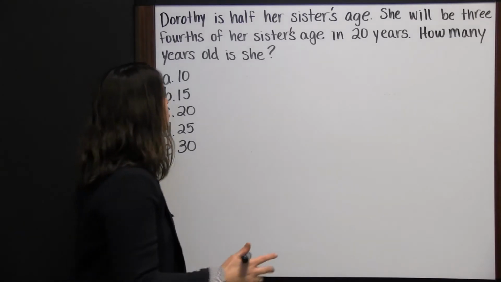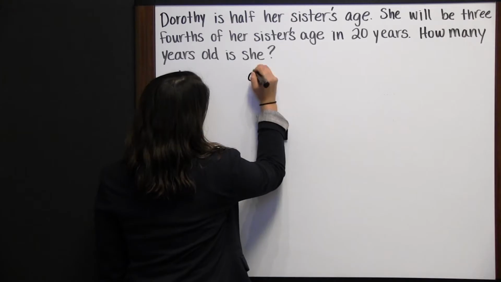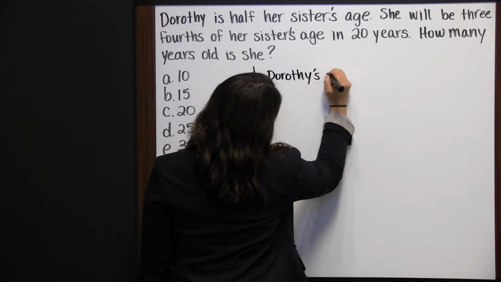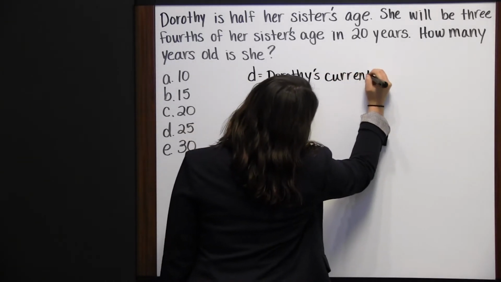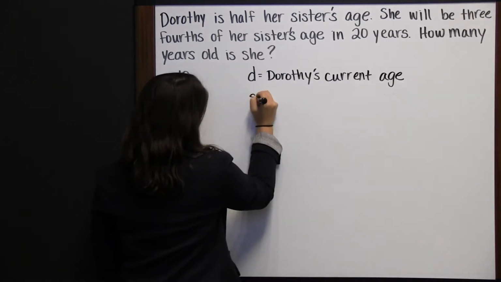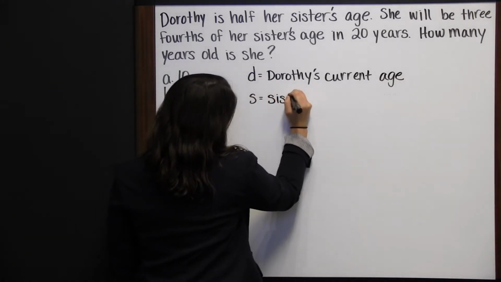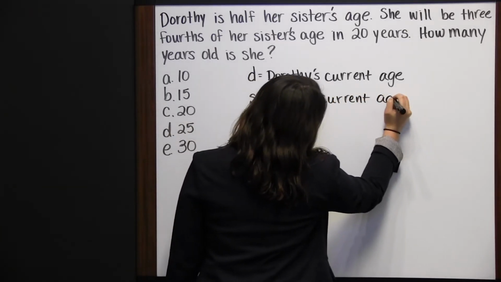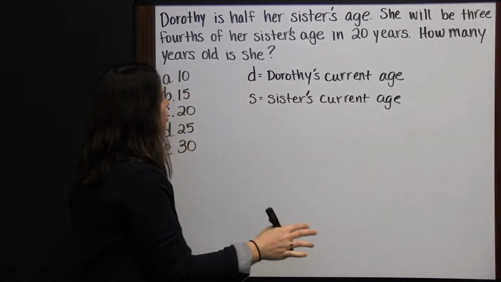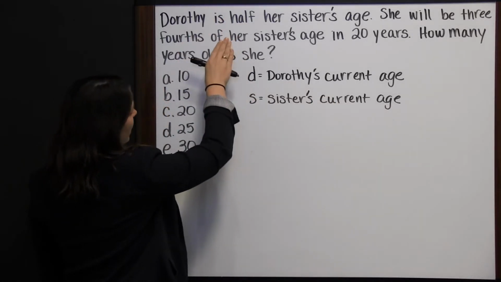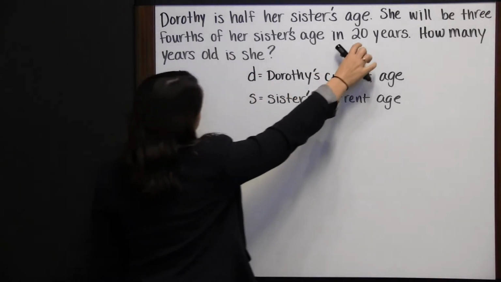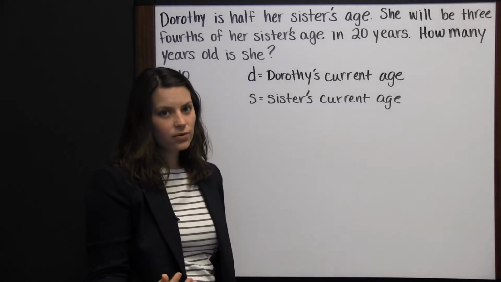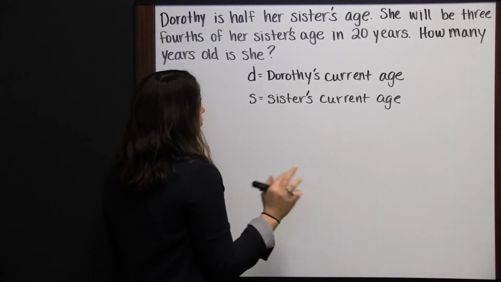So I'm going to make up two variables for this. I'm going to use D for Dorothy's current age. And I'll use S for the sister's current age. And I say current because they're talking about their ages now and then also their ages in 20 years. But what we want to know is how many years old she is now. So we're going to deal with their current ages.